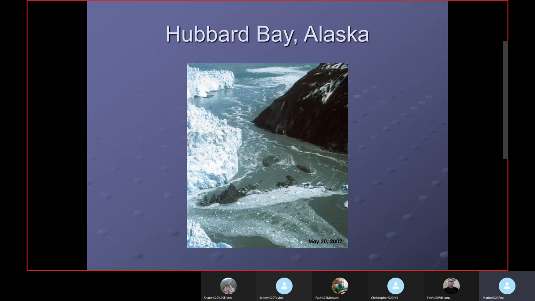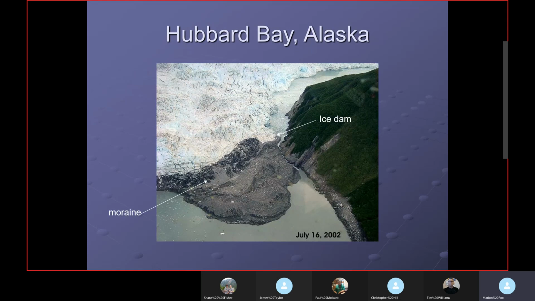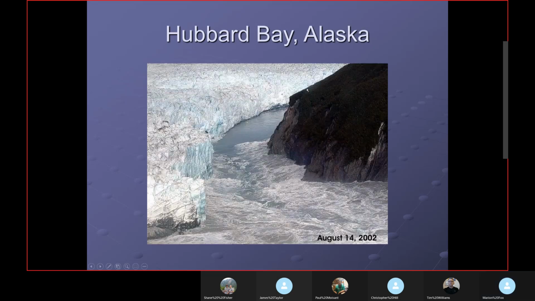A picture of it, Hubbard Bay, as the glacier begins to move across here to close it off. Now it's formed an ice dam here, and there's a moraine from the glacier, and the water begins to build up in this region up in here. And it breaches on the 14th of August and begins to flow through. They photographed all of this, so these are actual photographs and the dates of it. Pretty interesting. And notice that glacial ice looks kind of blue, a bluish color to it.